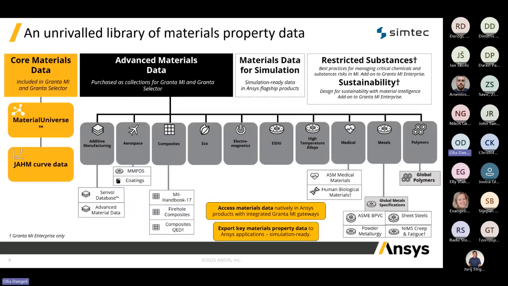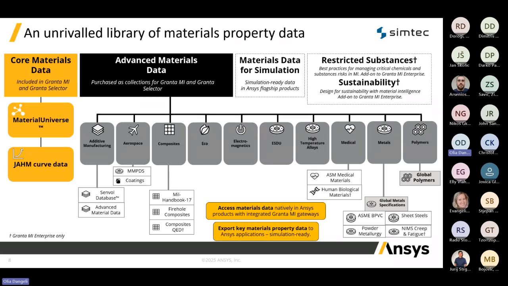Now that we have covered the available tools, it's worth taking a moment to look at the materials data behind them. First of all, we have Material Universe and JAHM curve data, which are both available in Granta MI and Granta Selector. Material Universe includes over 4,000 materials, each with complete and comparable data. So it's perfect for early stage trade-offs like strength versus cost or performance versus sustainability.